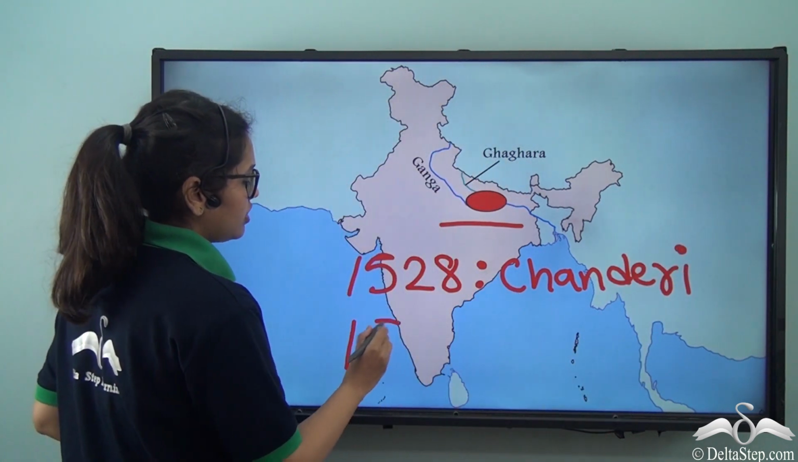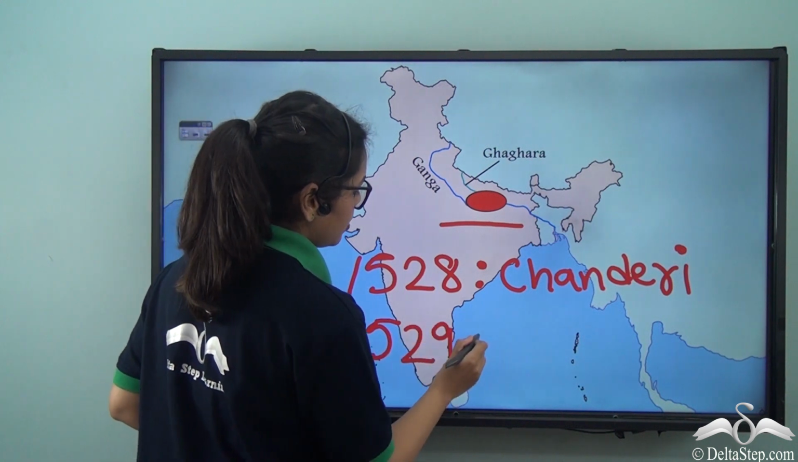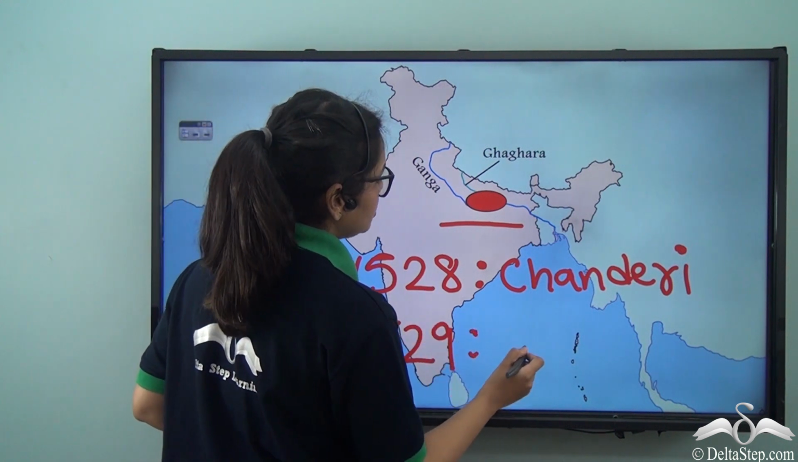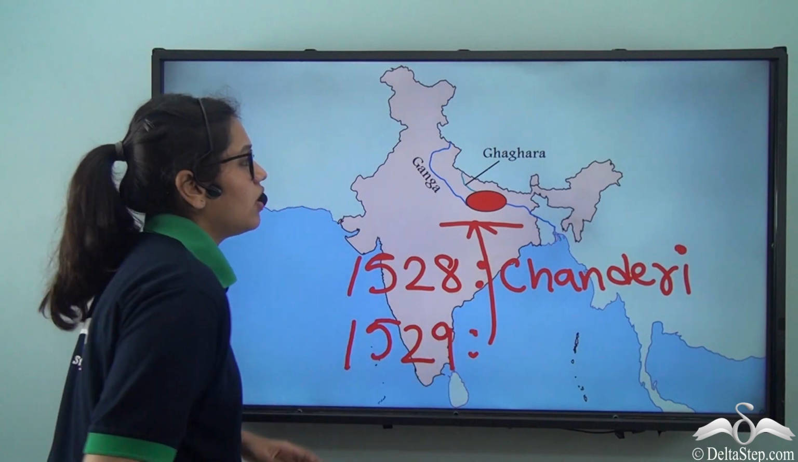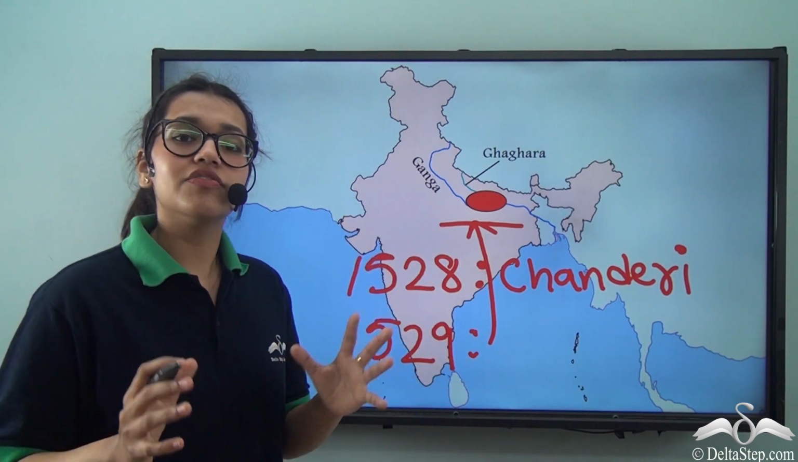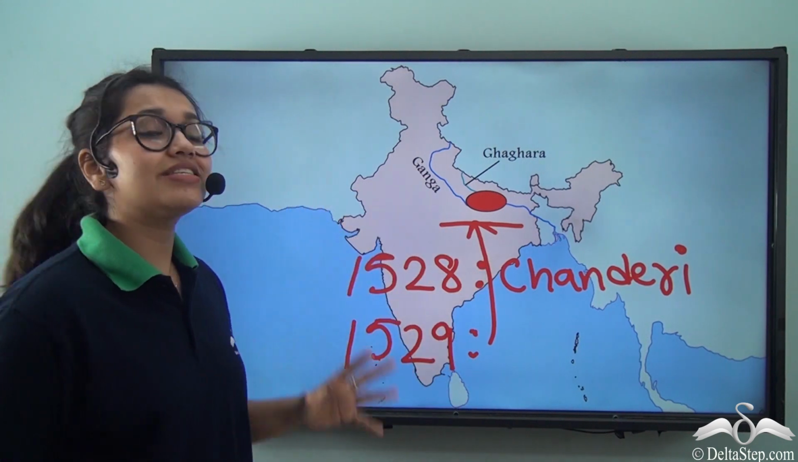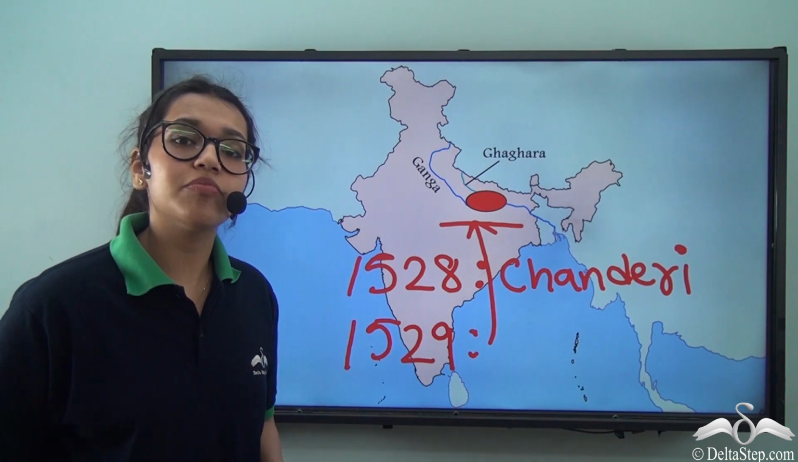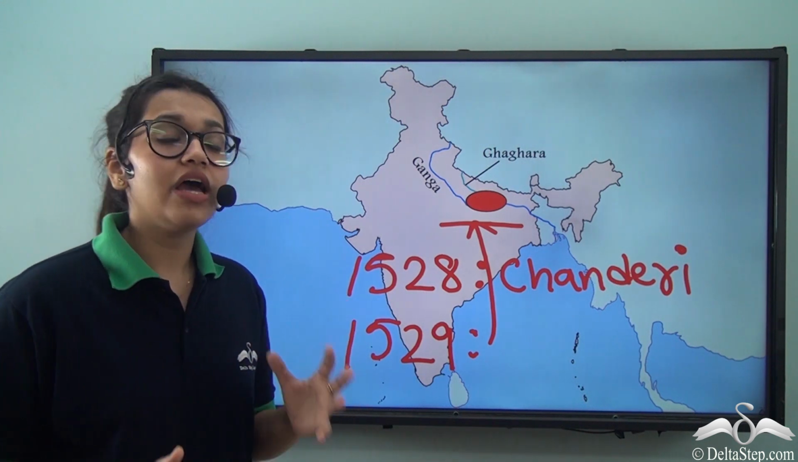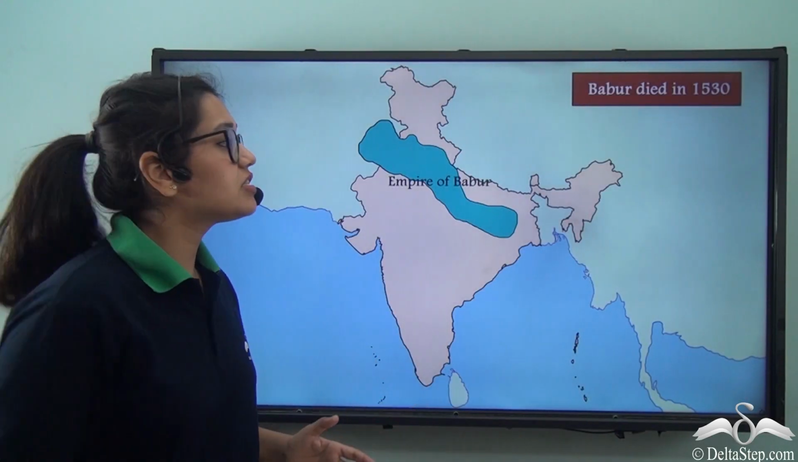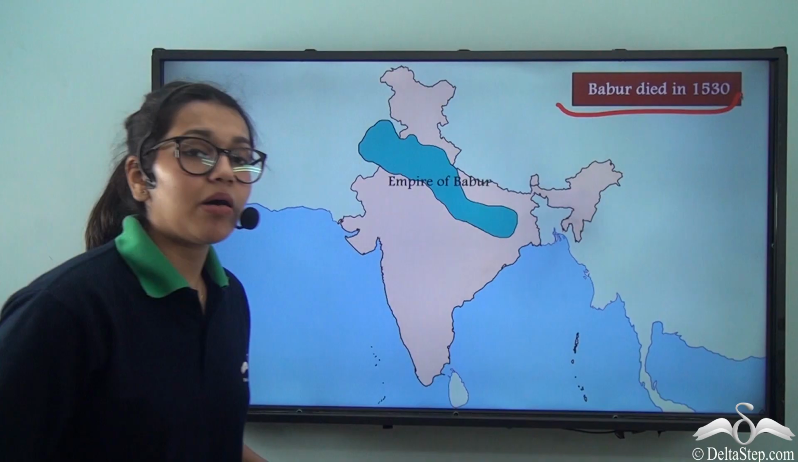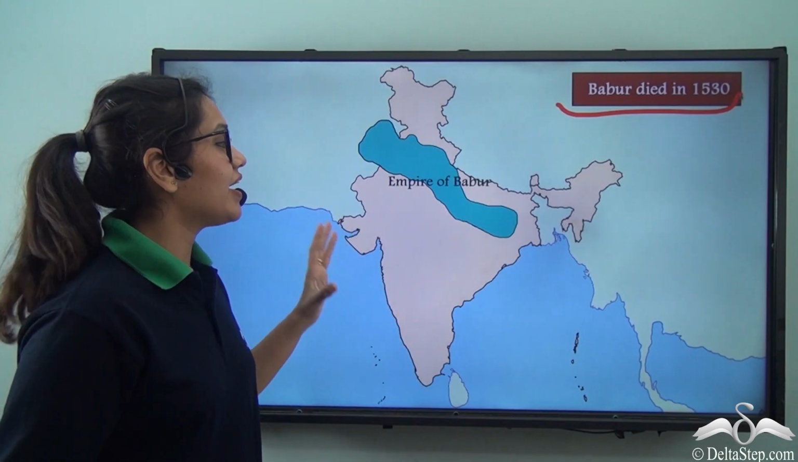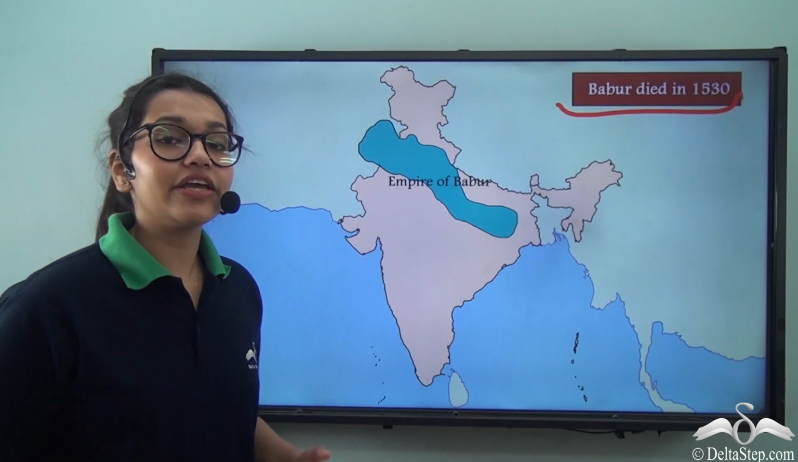Next year in 1529, again, he was able to capture this area of Ganga and Ghagra rivers confluence. So we can see how year after year he is able to conquer new places right here in India. However, the very next year in 1530, Babur died, and this is how his empire looked by the end of his reign.